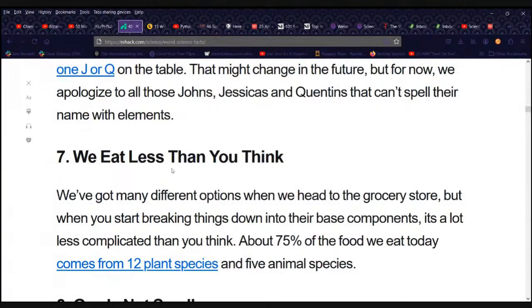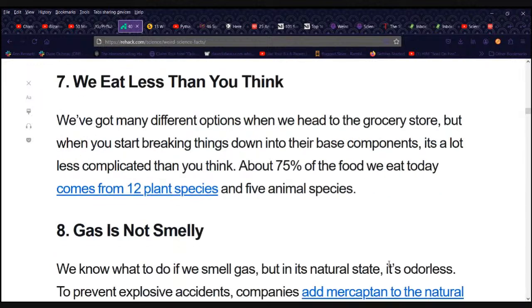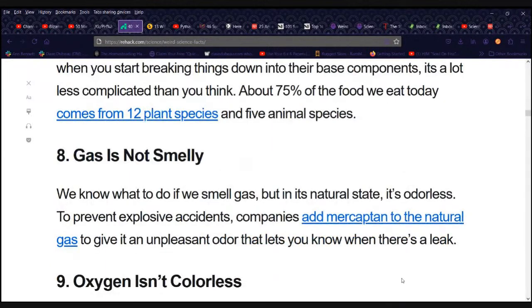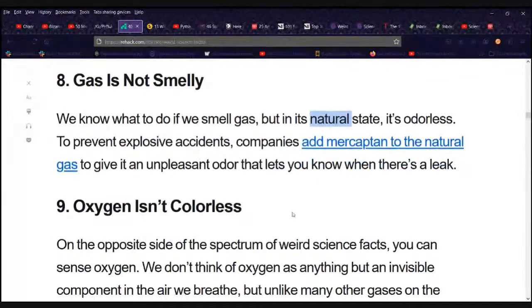This was kind of different. We eat less than you think. Here it is: the 12 plant species and 5 animal species. Everything comes from just about those couple of different things. Oh, they're talking about natural gas when it comes out of your stove. Yeah. They add a chemical so that you can tell that there's a leak. Yep. Smells like rotten eggs.